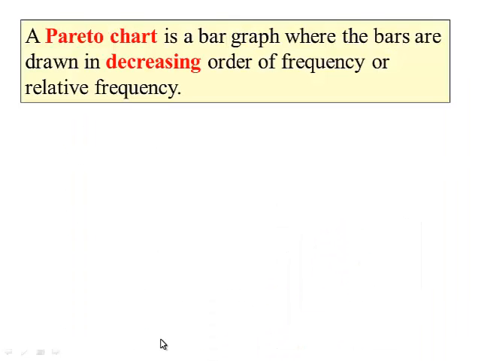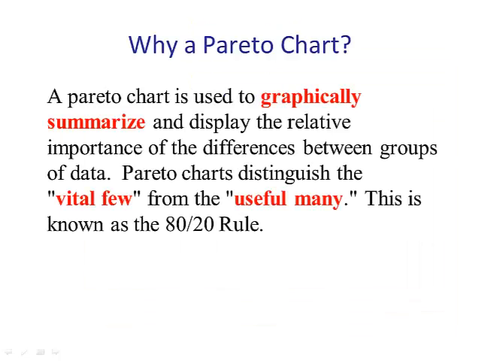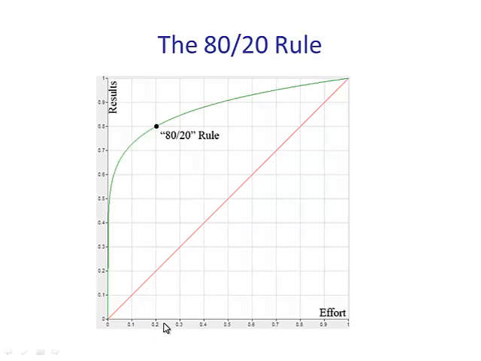Now, a Pareto chart is a bar chart where the bars are drawn in decreasing order of frequency or relative frequency. Okay, so this is what a Pareto chart would look like using our M&Ms. Why do we need to look at a Pareto chart? Well, Pareto chart is used to graphically summarize and display relative importance of differences between groups of data. Pareto chart distinguish vital few from useful many. This is also known as the 80-20 rule. 20% here makes up 80% here.